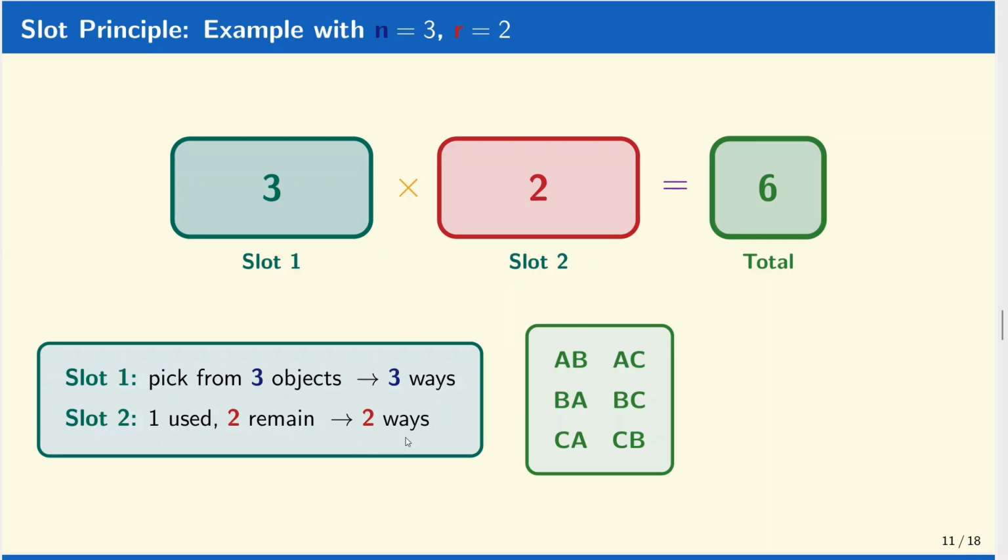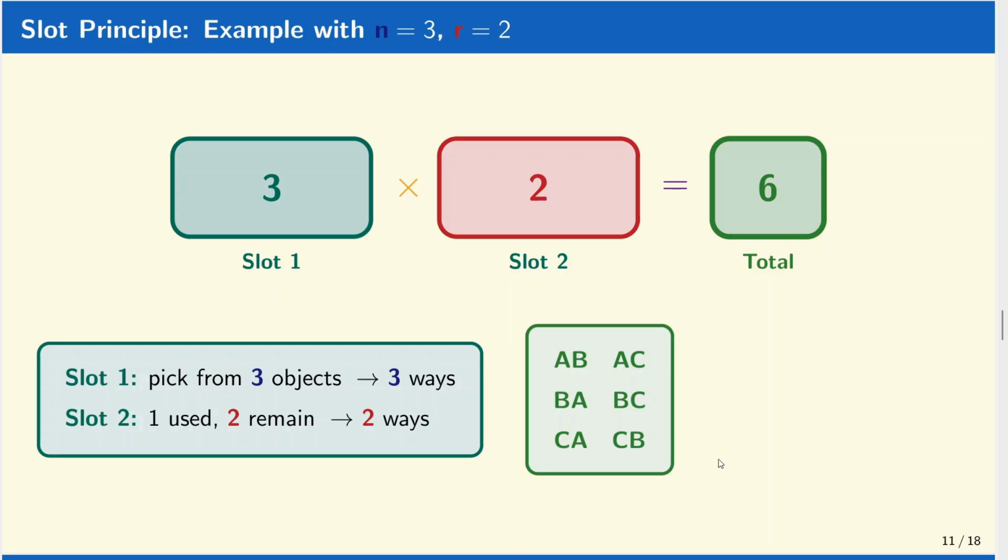And just to prove that this math works perfectly, the box on the bottom right lists all 6 of those actual arrangements: AB, AC, BA, BC, CA, and finally CB.